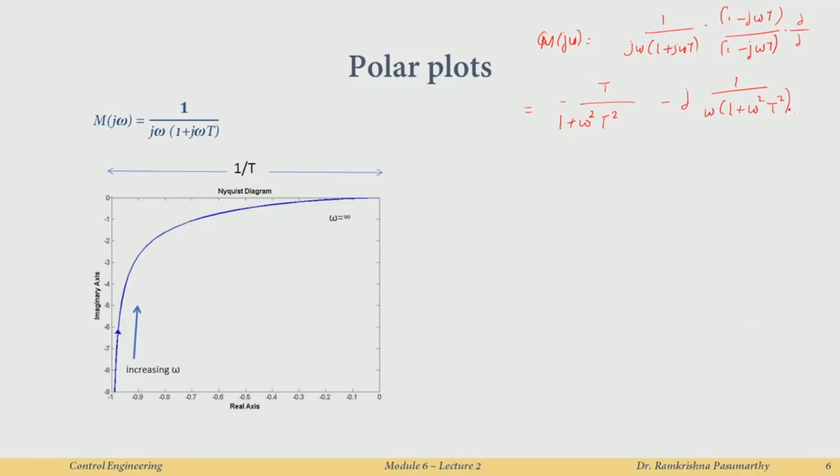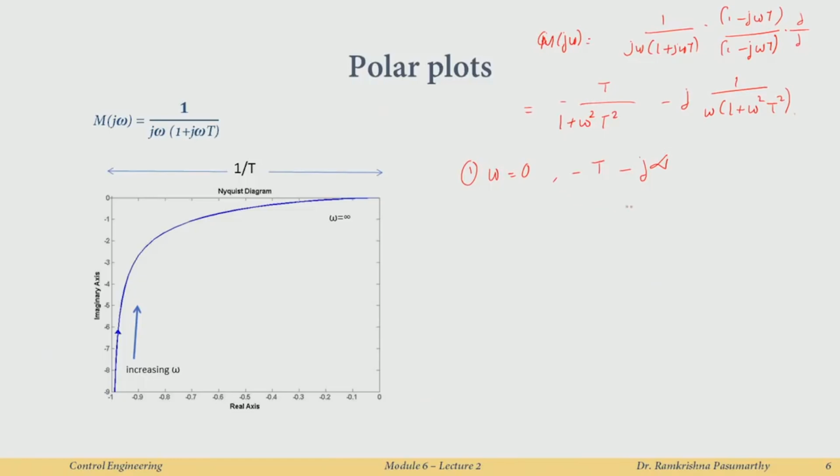I just do the computations and I ask, well, what happens first when omega is 0? When omega is 0, the real part becomes minus T, and well, the imaginary part blows up to infinity, right. So I have some complex number which looks like minus T minus j infinity.